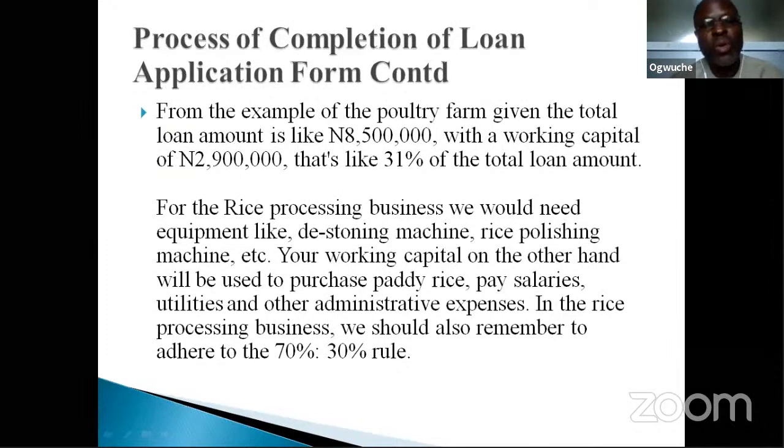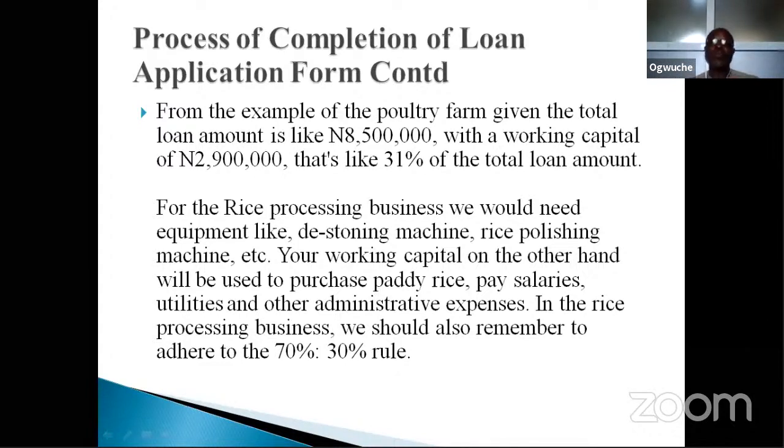And then again, for poultry farm, the total amount that we have here, by the time you compute the figures you just saw, it comes to like 8.5 million, and the working capital is 2.9 million, okay, which is like 31% of the total amount. Okay, let's use another example of rice processing.